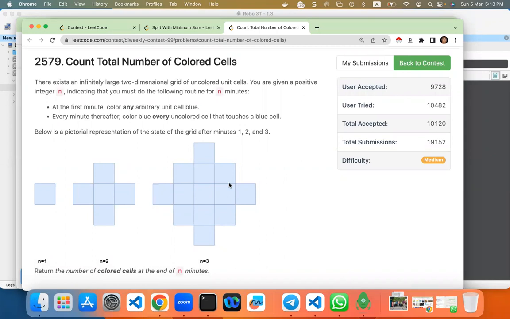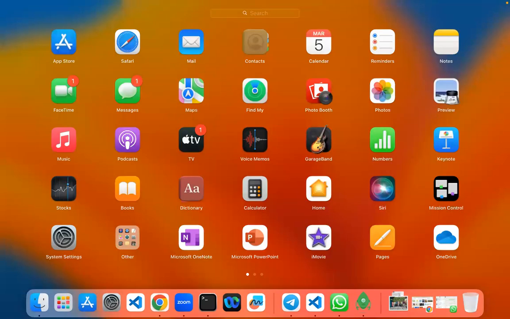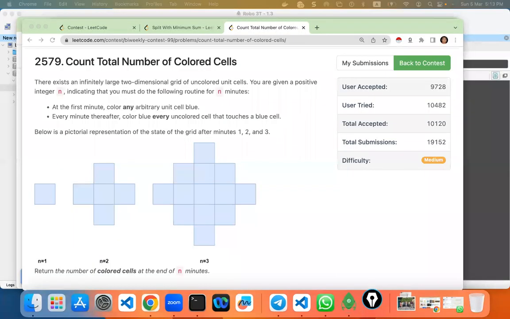Basically, I started drawing this for 1, 2, 3, 4, and found a series, like it's the sum of n numbers, and those numbers are 1 plus 4 plus 8 plus 12, just adding 4 to the last term. So if we draw one or two more patterns like this, we'll eventually see what the answer is. After 5, 13, the next count of cells came out to be 25.